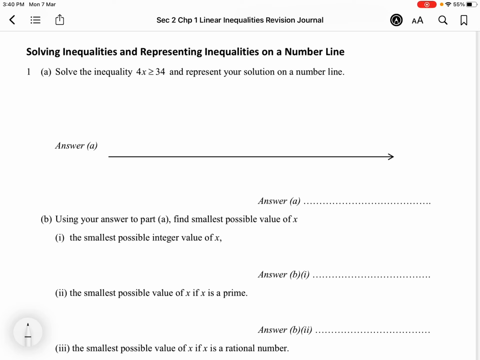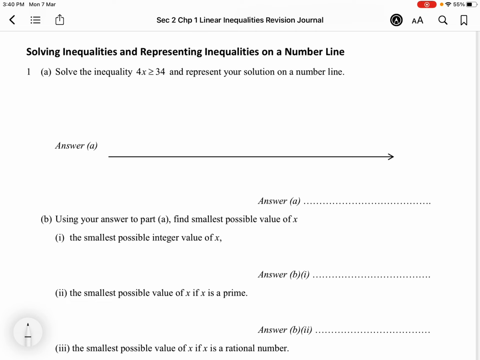Sec 2, Chapter 1, Linear Inequalities. Now, in this part of the lesson, we'll be looking at some of the basic properties of linear inequalities and how do we represent linear inequalities on number line. Right, now let's take a look at the following first question over here.